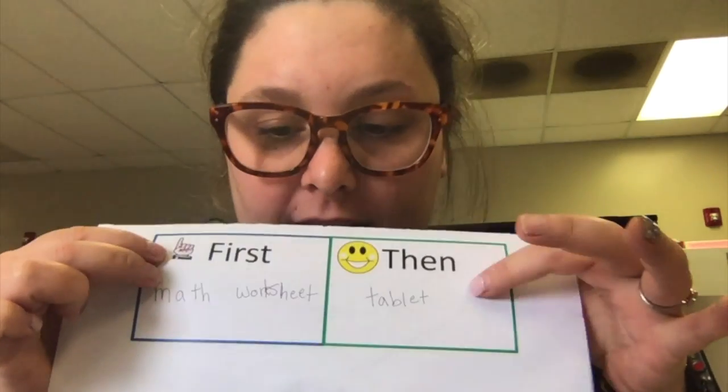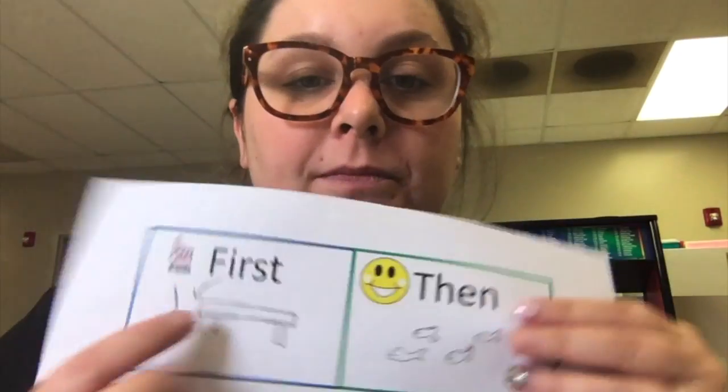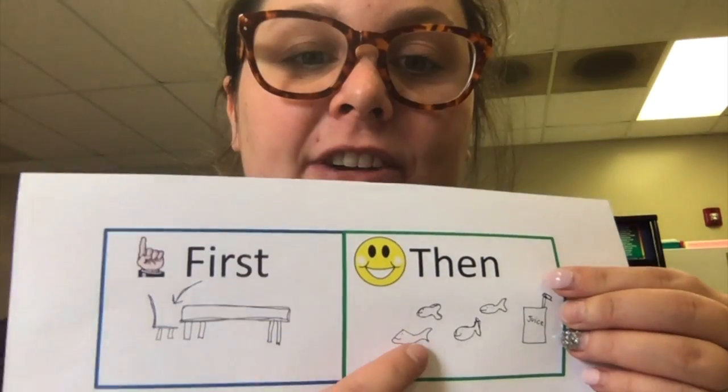eating. The then should always be something desirable to the student. Examples for use include first math worksheet, then tablet. Or first sit down at the table, then favorite snack. These can be drawn or written words, just like the examples, dependent on your learner's level.